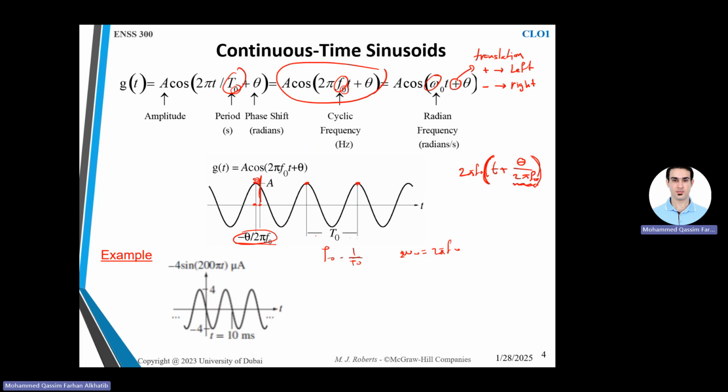Okay, so here's an example. It's a current in microamperes. It's a sinusoidal. By the way, whatever is applied to cosine is applied to sine.